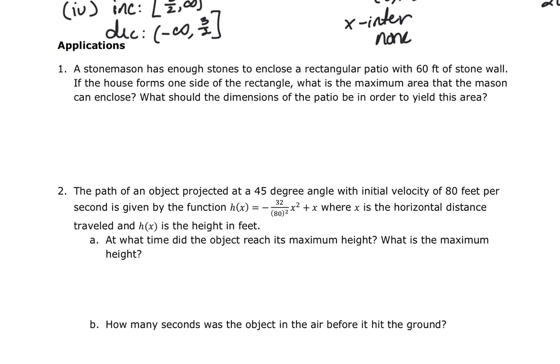Okay, so now we are going to look at these two application problems, and then that will be it for this video. A stonemason has enough stones to enclose a rectangular patio with 60 feet of stone wall. If the house forms one side of the rectangle, what is the maximum area the mason can enclose?